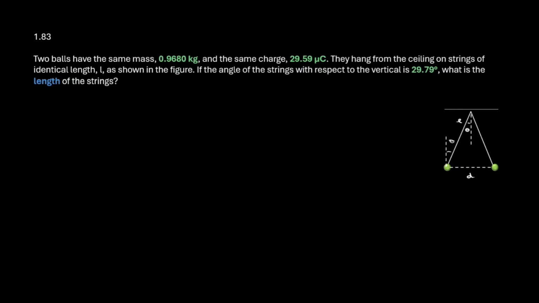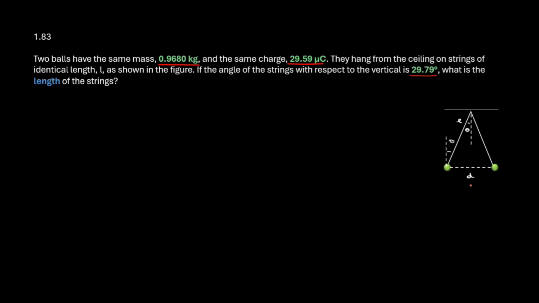Question 1.83. Two balls have the same masses, 0.9680 kilogram, and the same charge, 29.59 microcoulomb. They hang from the ceiling on strings of identical length L, as shown in the figure. If the angle on the string with respect to vertical is 29.79 degree, what is the length of the strings?